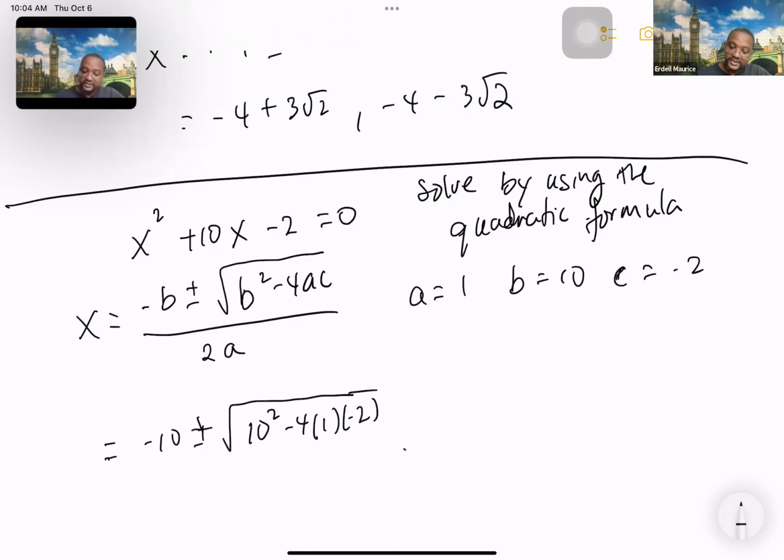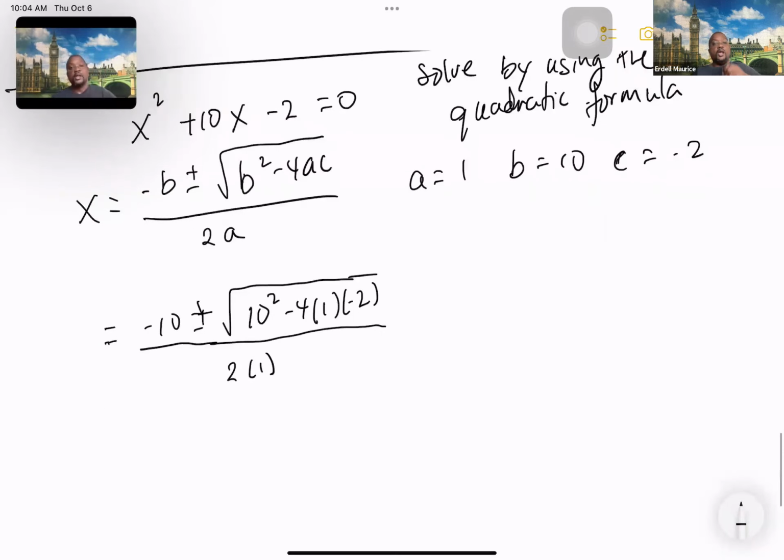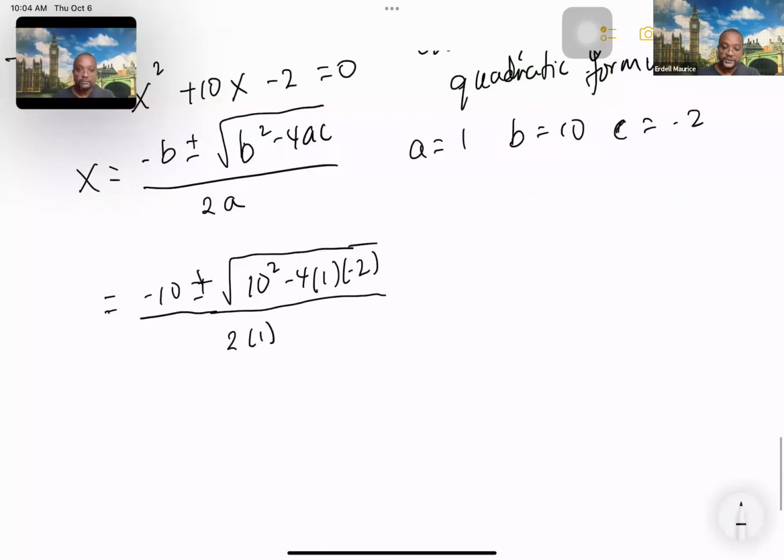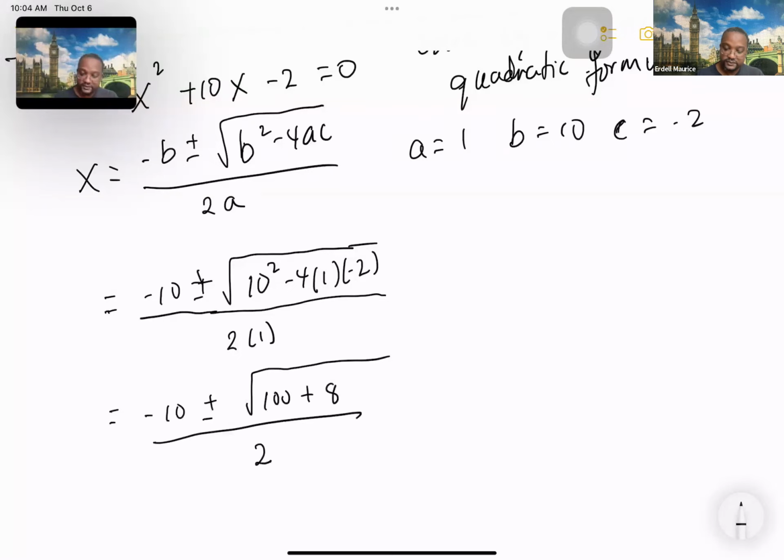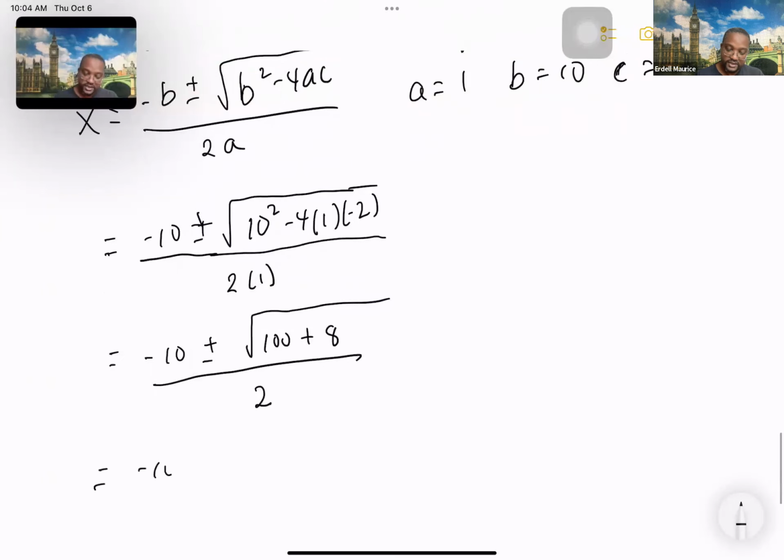And a lot of students forget it's the entire thing that's been divided by 2 times 1. A lot of students only do this right here. They just do the line this way. But that's not correct. It's the entire thing that's been divided. Questions there? That's going to be -10 plus or minus the square root of 100 plus 8 divided by 2. That's going to be -10 plus or minus the square root of 108 divided by 2.